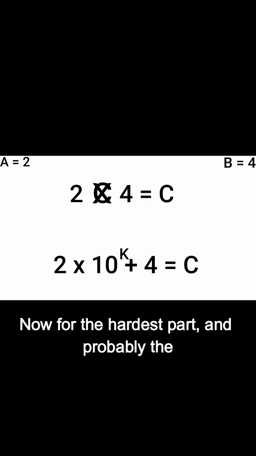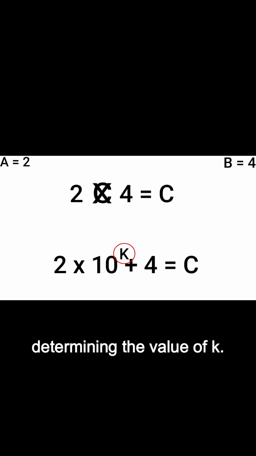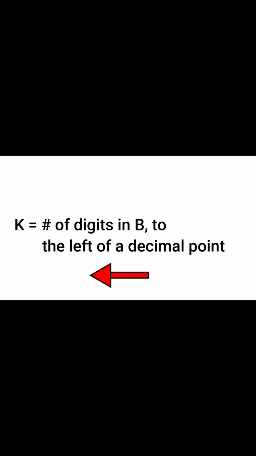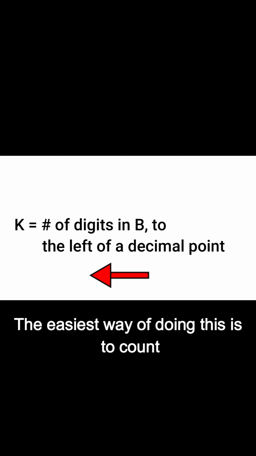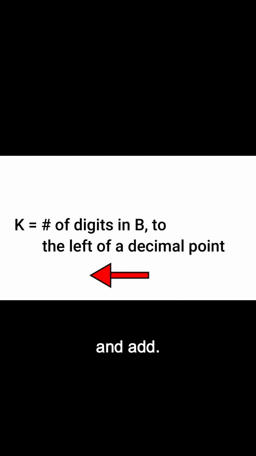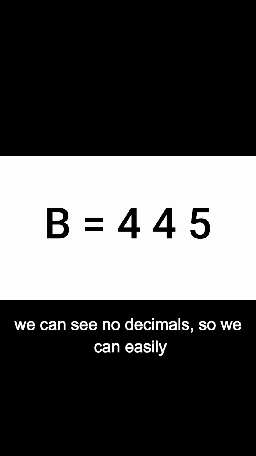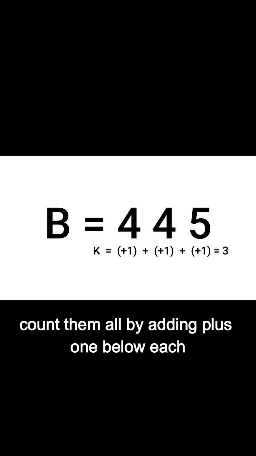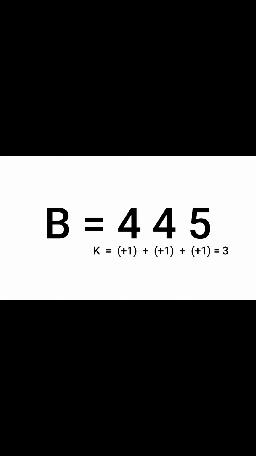Now for the hardest part and probably the only real challenge with Slike, determining the value of k. K equals the number of digits in b to the left of a decimal point. The easiest way of doing this is to count and add. So if b equals 445, for example, we can see no decimals, so we can easily count them all by adding plus 1 below each digit. Meaning if b equals 445, then k equals 3.